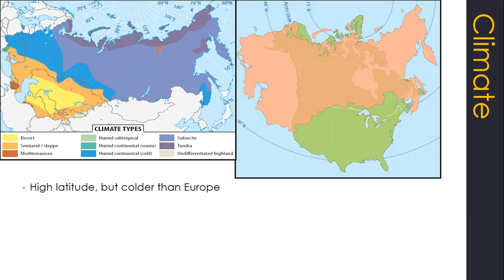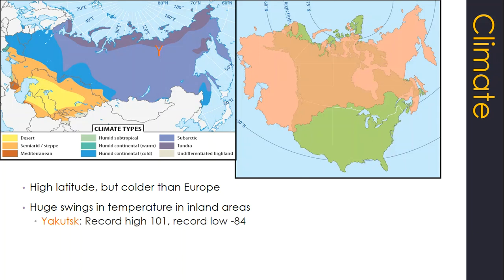When we talk about the climate of Russia, it's at a high latitude, but it is colder than Europe. There are huge swings in temperature in those inland areas due to that continentality, and we can see how it compares to the US on the right there. Russia is more on the level of latitude with Canada. Huge temperature fluxes, though, in Yakutsk, where that Y is on the left. The record high is 101 and the record low is minus 84, quite a temperature range.